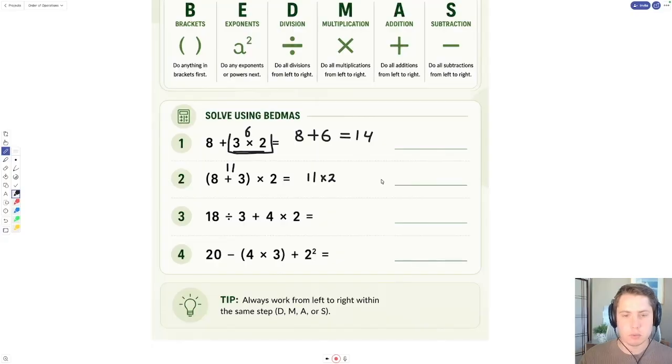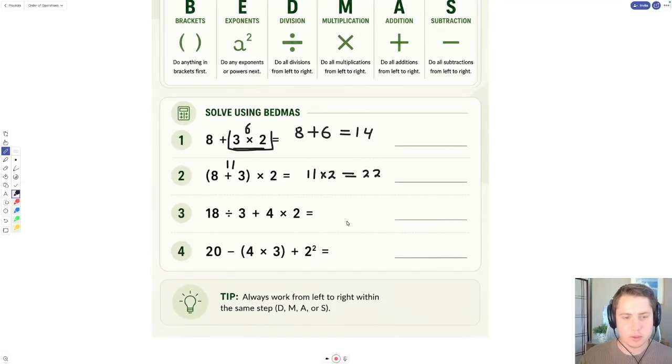And what is 11 times 2? Well, that's going to give us 22. All right, there we have it there. Okay, moving on. I guess I'm going to start writing on the line with the answer line here. But yeah, here we go.